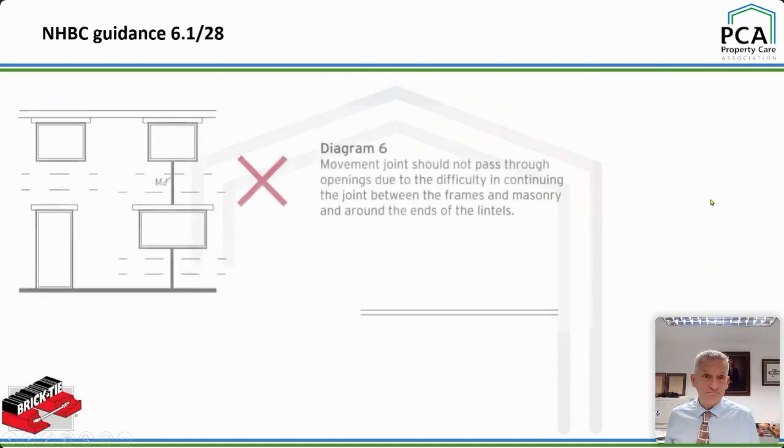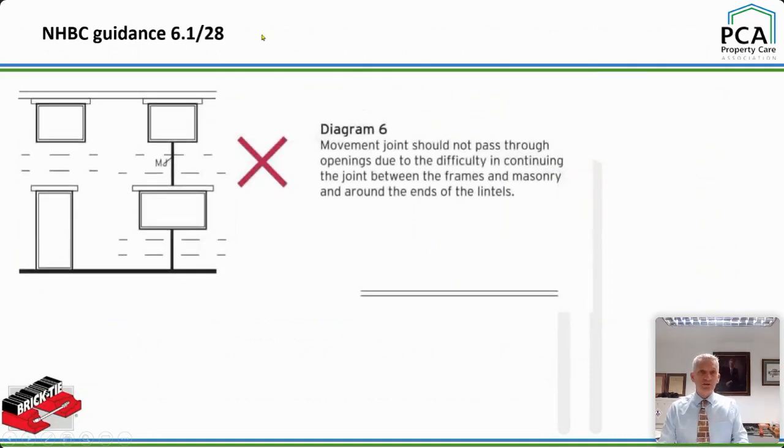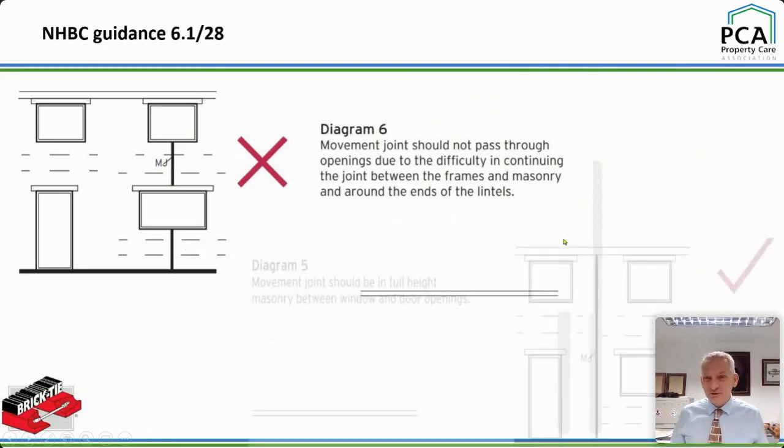So we've got cracking. Talking about movement joints, get yourself a copy of NHBC Guidance 6.1, which is brilliant. And it tells you don't put joints through windows. The windows, the lintels and everything else resist the functioning of the joint.